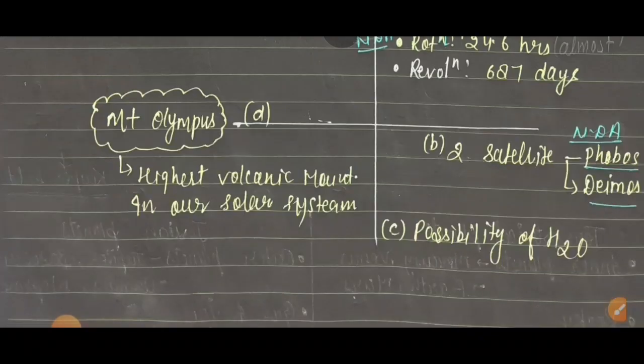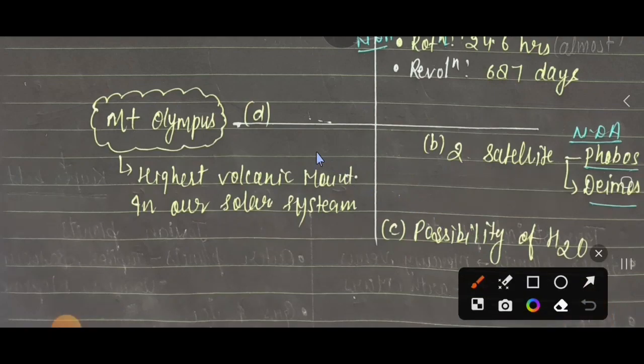It has the possibility of water, therefore Elon Musk wants to establish a community on Mars, because life can be possible on Mars. Okay, and the D point is that there is one mountain called Mount Olympus on Mars. Okay, and this is the highest volcanic mountain in our solar system. And that's why this is a very important question. You have to remember this.